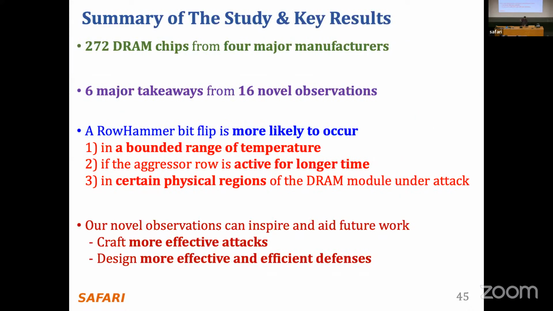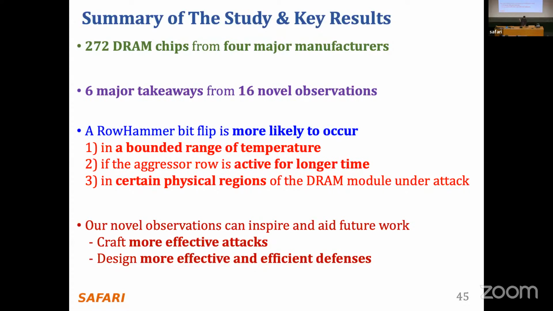So let's look at the key results of this paper. We characterized 272 DRAM chips from 4 major DRAM manufacturers. There are many takeaways and observations. The most important 3 results from this paper: the first is that a RowHammer bitflip is likely to happen in a bounded range of temperature. In other words, for a given RowHammer bitflip at a cell, if the temperature is low, it's less likely to happen. But if the temperature is too high, then it's also less likely to happen.